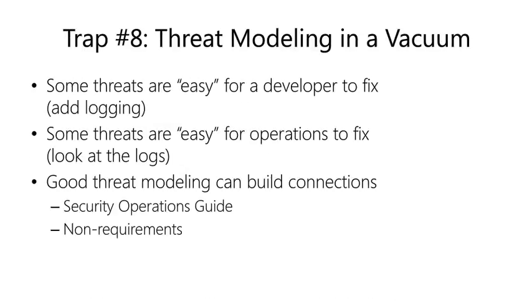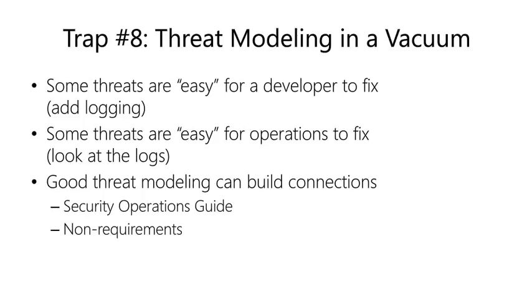Trap number 8 is threat modeling in a vacuum. There are some things that are easy to fix if you have access to the source code. For example, you can add logging about what the business logic is doing and why. There are some things that are easy, and easy is in quotes, please note, for operations to fix, which is look at the logs. And, of course, this is a little bit dependent on the idea that there's this big split between development and operations and DevOps doesn't exist.